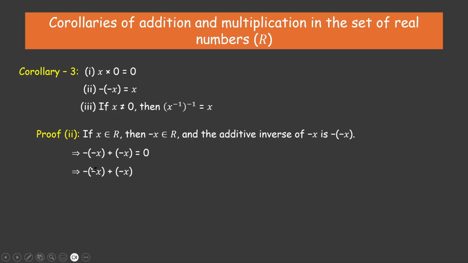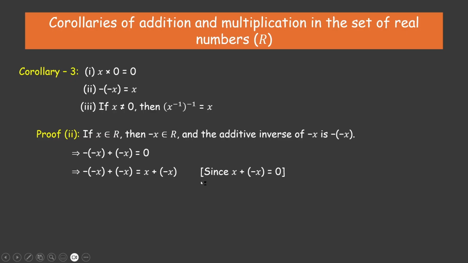Now, let us just keep the left hand side of the equation as it is. And on the right hand side, can we write this? x plus negative of x, since x plus negative of x is equal to 0. So instead of 0, we just write this. And why do we do that?